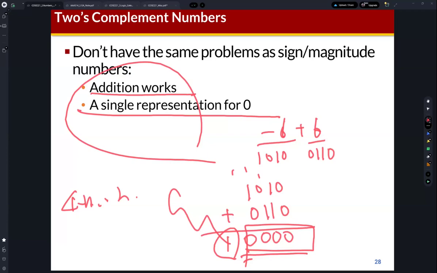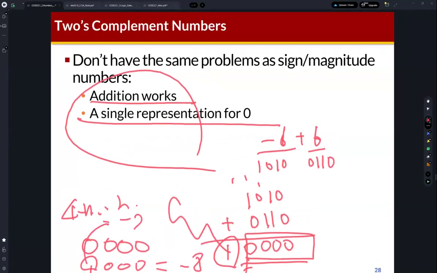So then what is 0? 0 is 0000, right? In the 2's complement number. What is this number? 1000. This is minus 8 in the 2's complement numbers, because I mentioned that this is the minus 2 to the power of 3. Okay, so 0000 equals 0, and then 1000 is minus 8 in the 2's complement numbers.